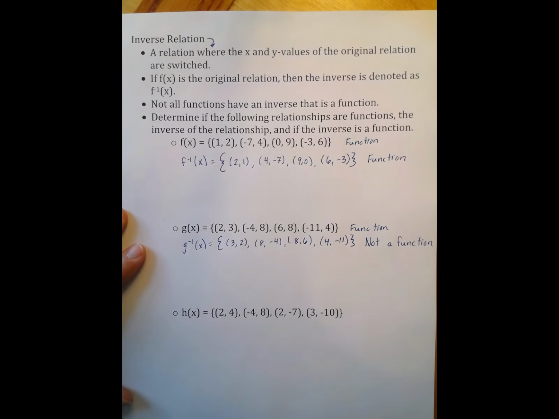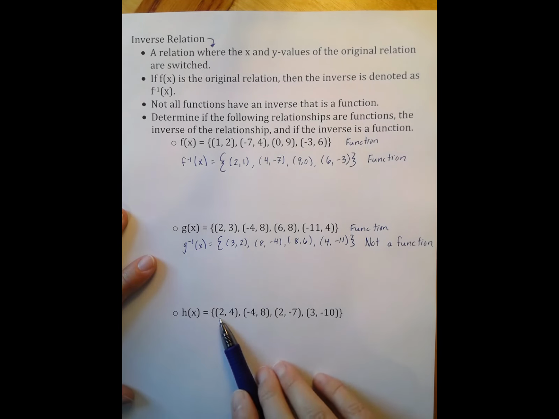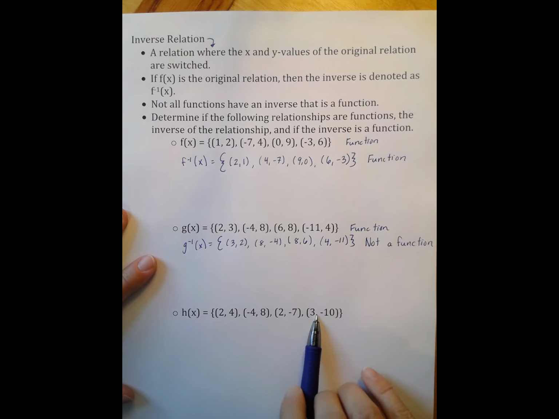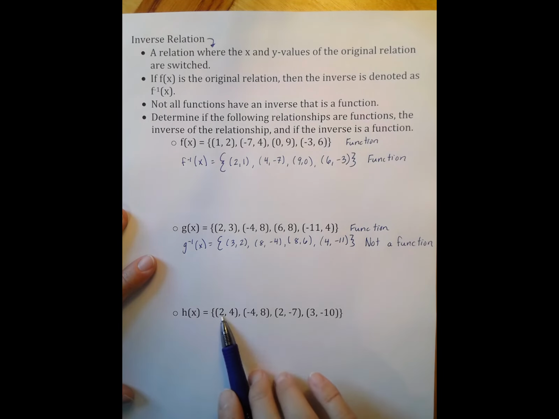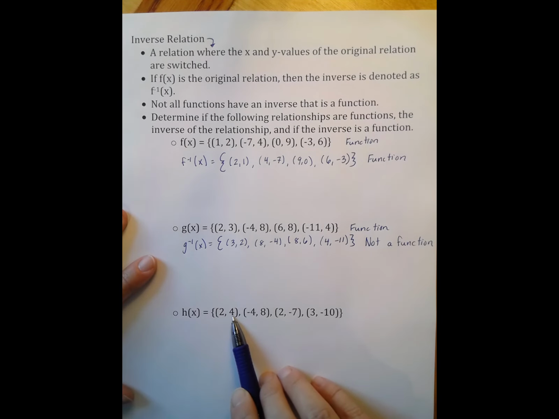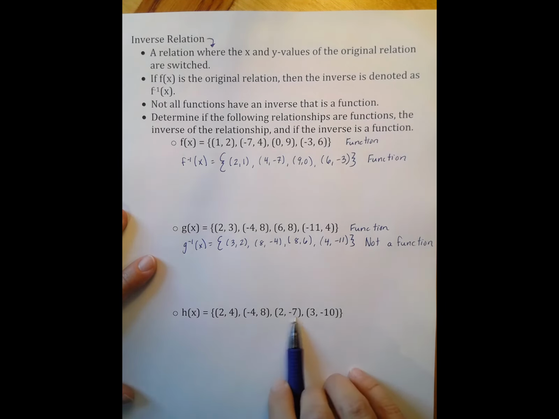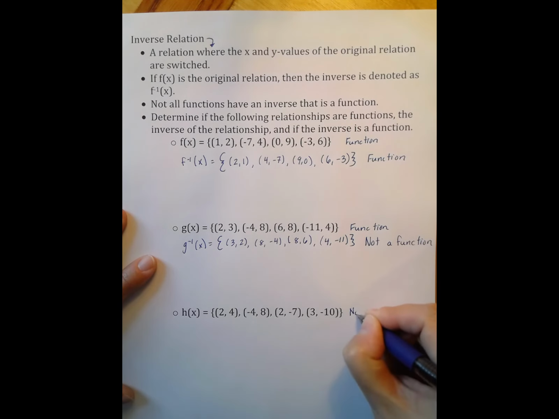Last example of this type where you're given points. I have h of x, I have 2, -4, 2, 3. I repeated the 2's. In this case, when I give you an x of 2, you're going to say your output is 4 or -7. So that's not a function. More than one answer, not a function.